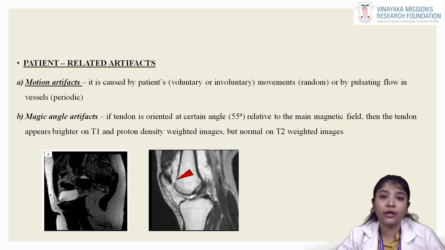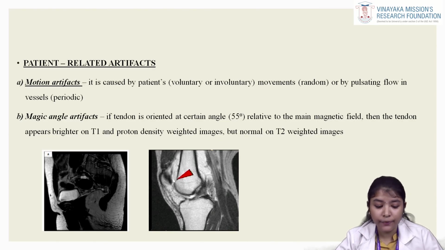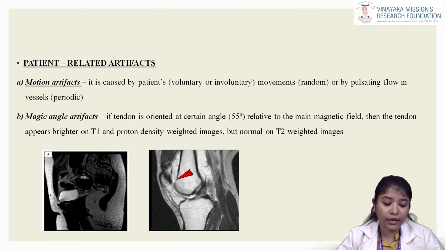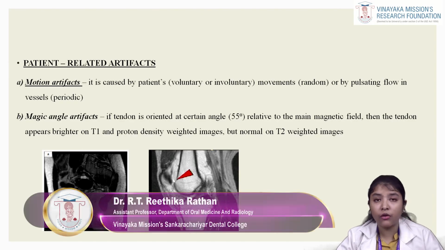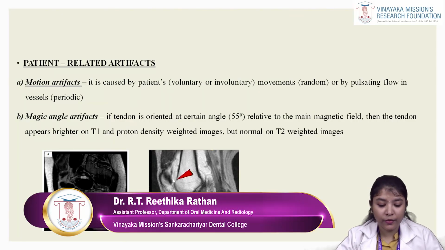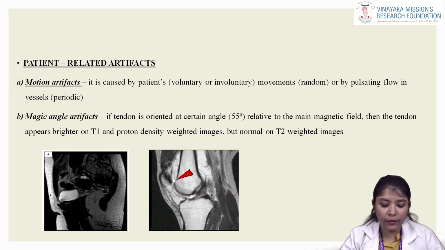Next is the patient related artifact, motion artifact. Mainly if the patient moves voluntarily or involuntarily, then the motion effect occurs. And magic angle artifact: if the tendon is oriented at an angle of 55 degrees, then the tendon appears brighter in T1 but normal in T2, as you see in the image.